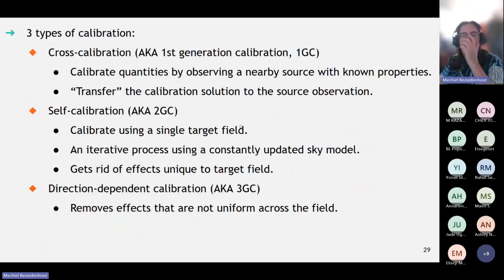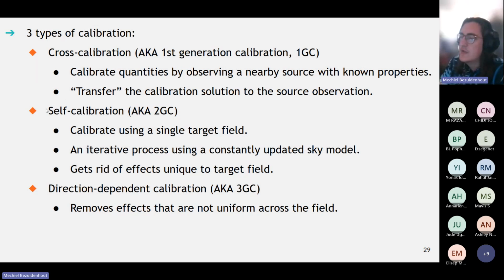So broadly speaking, there are three types of calibration that we can distinguish. The first is called cross-calibration, or nowadays we also call this first generation calibration, or 1GC. What this means is that you calibrate quantities by observing a nearby source with known properties, and then you obtain a calibration solution from your observation of that source, and then you transfer the calibration solution to your source observation. So you set certain quantities to apply to your source, and that improves the result.